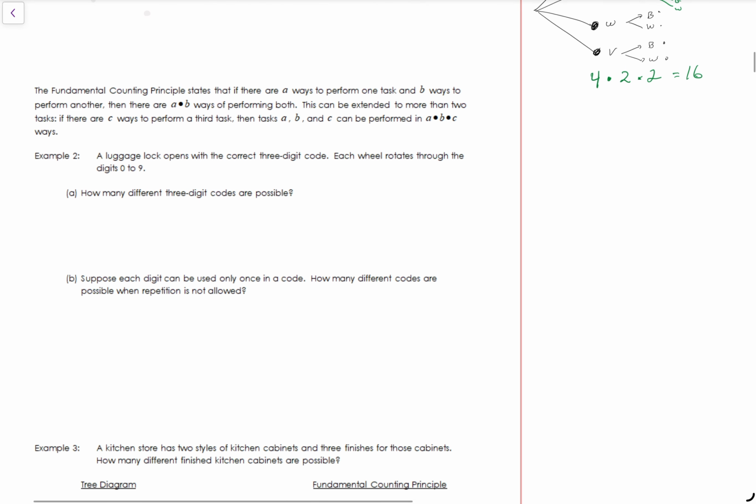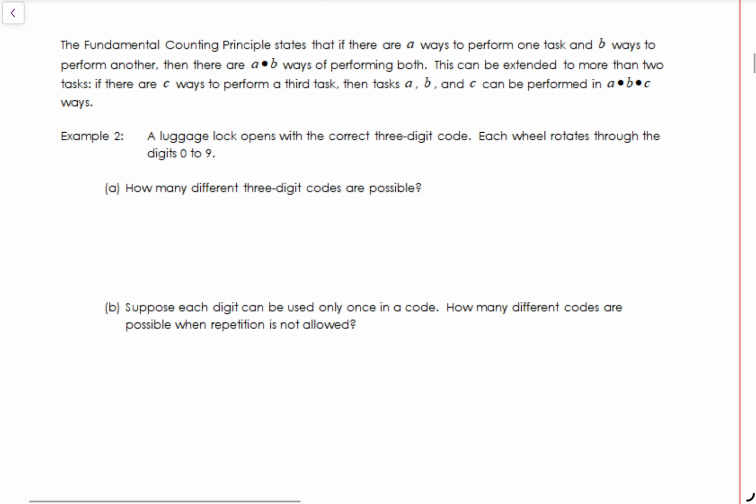So I'm just going to scroll up here. I'm going to say the fundamental counting principle. Wow, it's a fundamental principle? Wow, that has to be important. It says that if there are A ways to perform one task and B ways to perform another, then there are A times B ways of performing both. This can be extended to more than 2 tasks. So if there are C ways to perform a third task, then there are A times B times C ways to perform the 3 tasks.